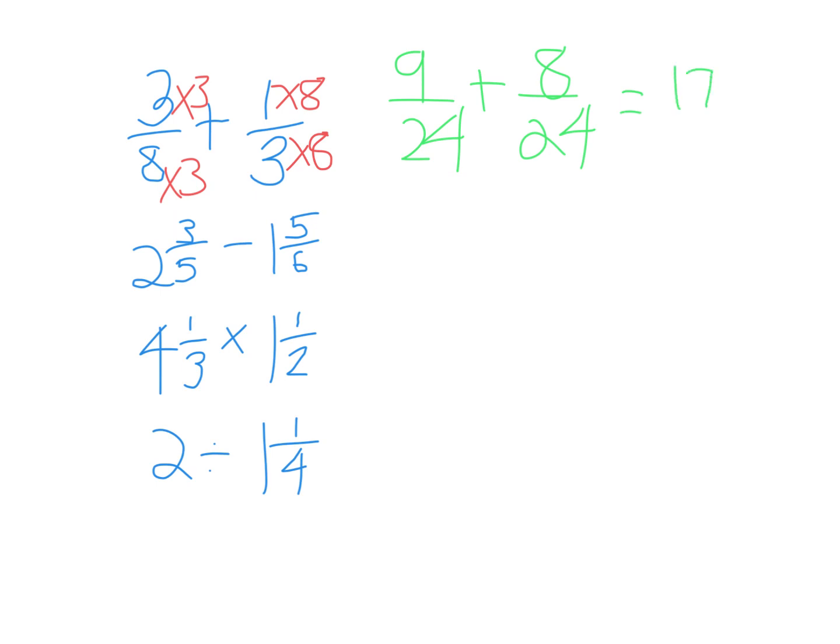9 plus 8 is 17, and we keep the same denominator. So what about if we wanted to add or subtract mixed numbers? Well, it might be easiest first to convert these into improper fractions.